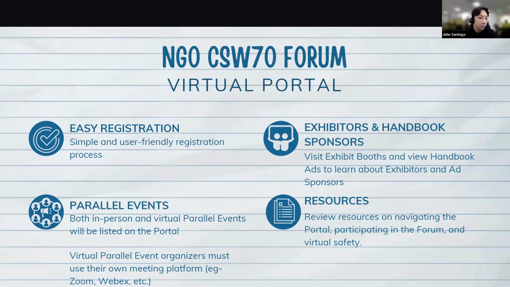Once you are registered, you will be able to view all of the parallel events, both virtual and in person. You will be able to communicate with all of the parallel event managers as well as chat with all other participants, view the handbook ads and exhibitors, see their offerings, view their organizations, and see any other resources provided by the parallel event managers on their specific events or by the NGO CSW 70 forum organizing team.